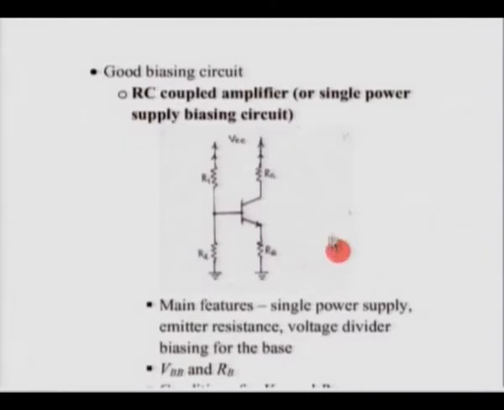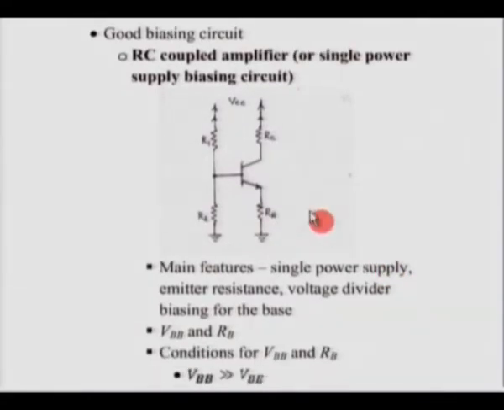Now, what is commonly used is the biasing circuit which is also used in the RC coupled amplifier, where we have a single power supply and a voltage divider at the base, just like the previous case. The difference here is that we have added a series emitter resistance. The emitter resistance has a very important role. We said in the previous case this emitter resistance was 0. Therefore, whenever there was a temperature variation, when the VB changed and the current changed, that resulted in something like a positive feedback.